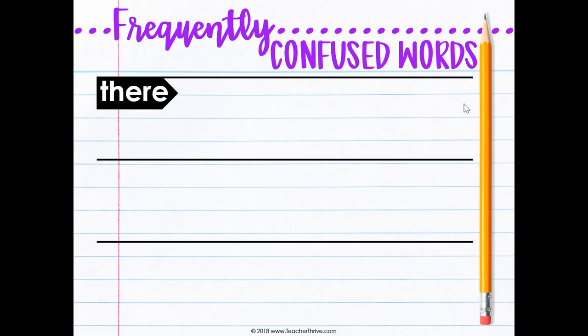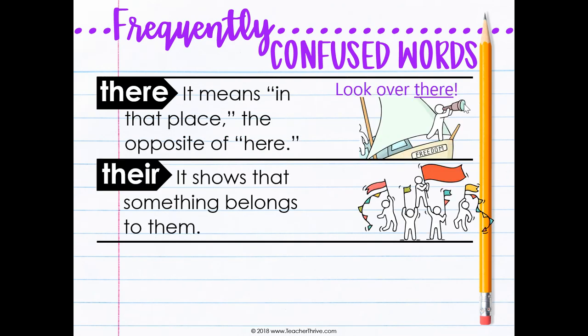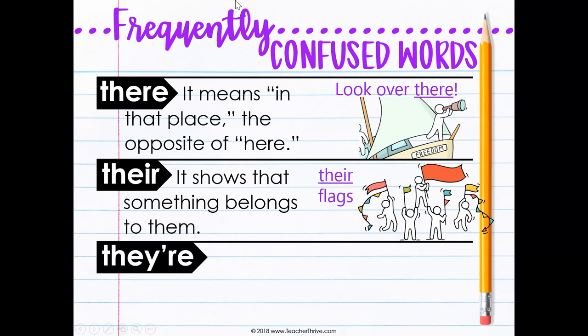Okay, here's the first set. There, their, and they're. They all sound the same. But this first there, T-H-E-R-E, means in that place, or the opposite of here. So it's talking about somewhere. You're going to use there if you're telling somebody to look over there.